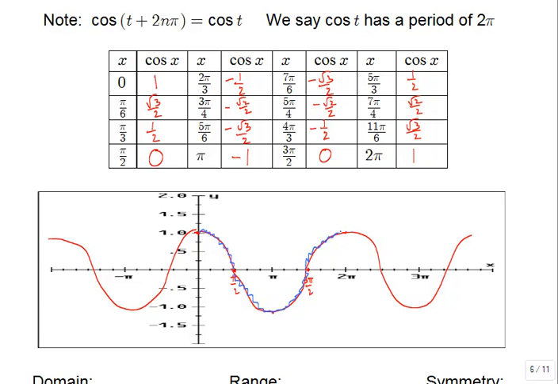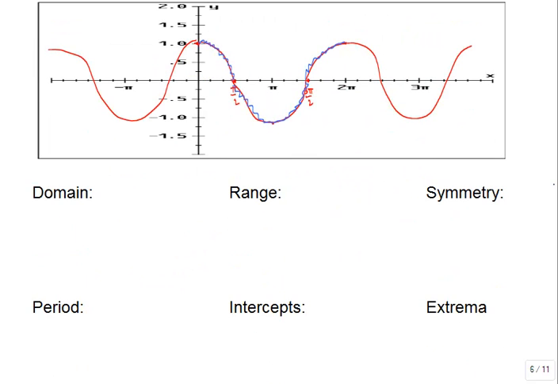So what makes it different from the sine curve is that it's starting up at a height of 1, then it only has 2 intercepts at pi over 2 and 3 pi over 2, and then it has this min at pi, and then it comes back up again at 2 pi. So let's fill in some of this important information. What would be the domain of this graph? Well, again, all x's got used, so my domain is all reals.